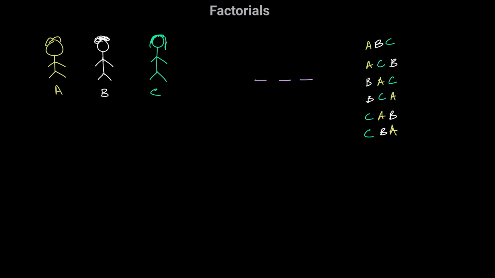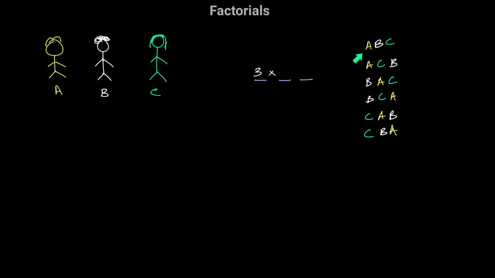Now, another way to see this is that for the first position, for the leftmost position, I had 3 different options. I could start with person A, person B, or person C. For the second position, once I've chosen the first person, now I have 2 options left for the second position.